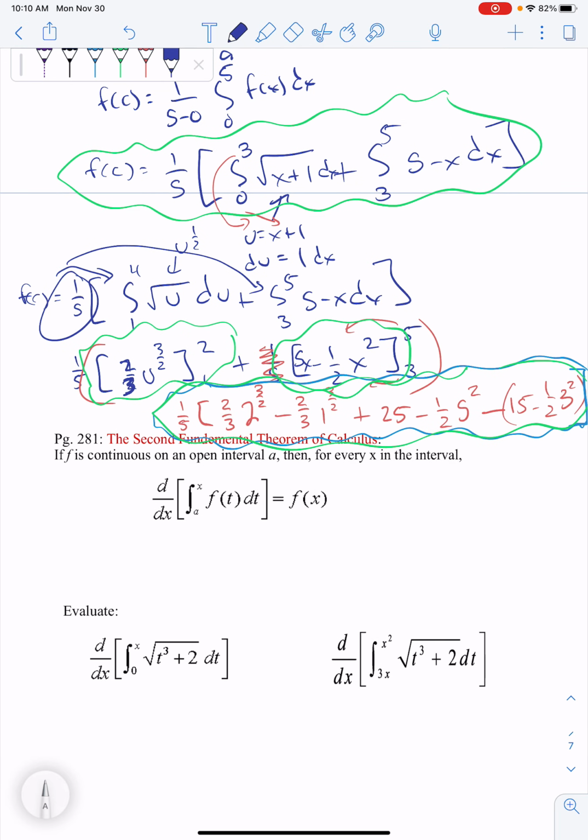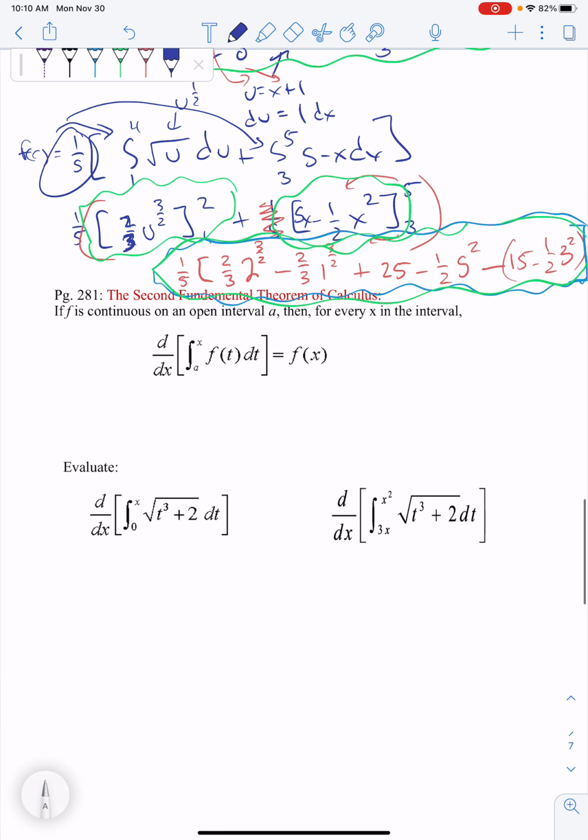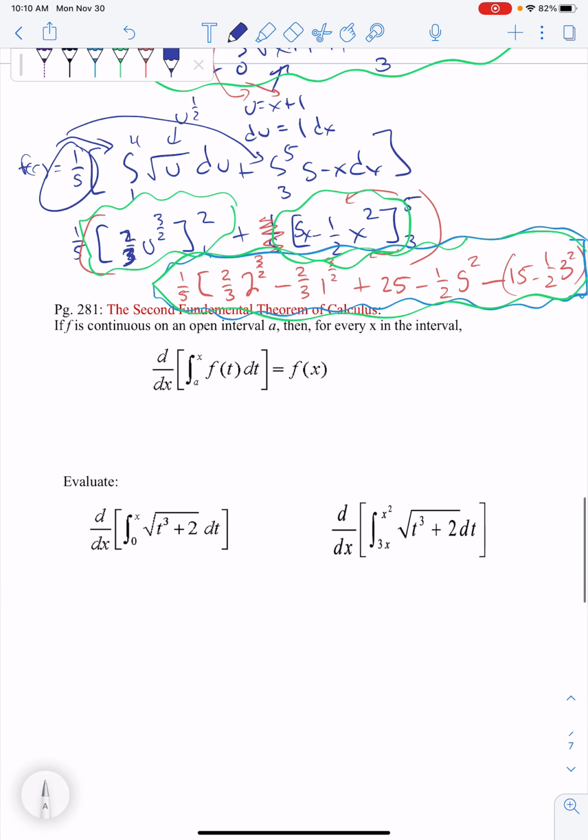Jumping into a new idea. Our second big, or third, I guess, big topic here is our second fundamental theorem of calculus. Now, this one is basically saying that the derivative of the integral is the original function. Okay, if I take the derivative of an integral, I get the original function.